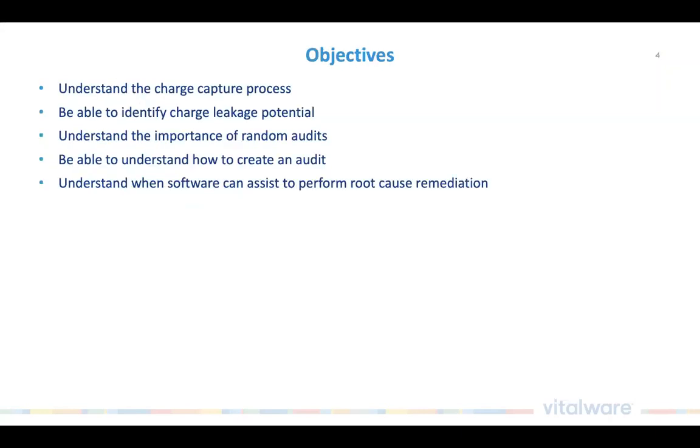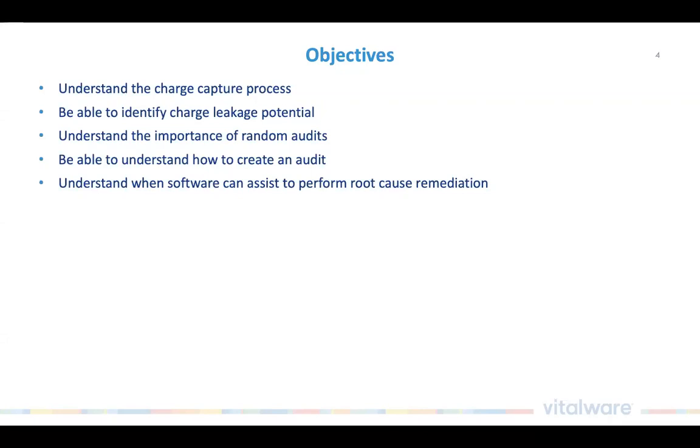Our objective is obviously to understand the charge capture process, and it's going to be at a high level. Every single charge capture process I've seen has all of these elements, but you as a facility are like a fingerprint. You implement them in a slightly different way. So we're going to try to talk to that.